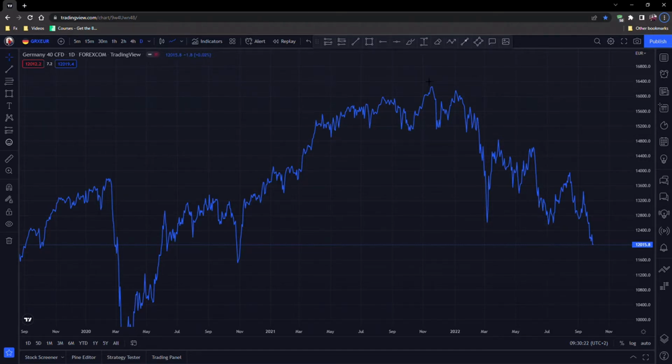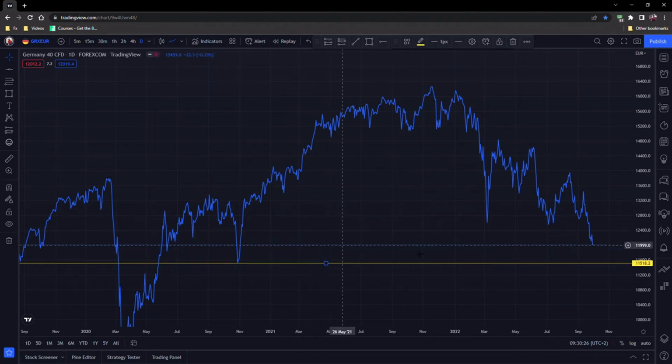Now looking at German 40, we are going to plot our low as well. You can see that it's been creating lower lows and lower lows. You can see that in the week of March 2nd, and you can see now that we had that again in June. We have been reaching lows that have not been reached since the end of 2020. So you can see we just came out of the pandemic, we're still recovering. That's where the lows were at.